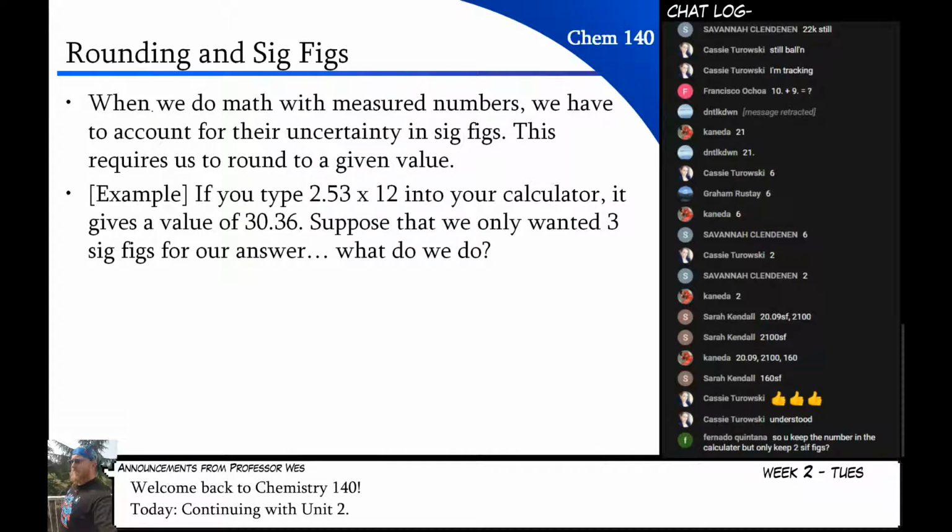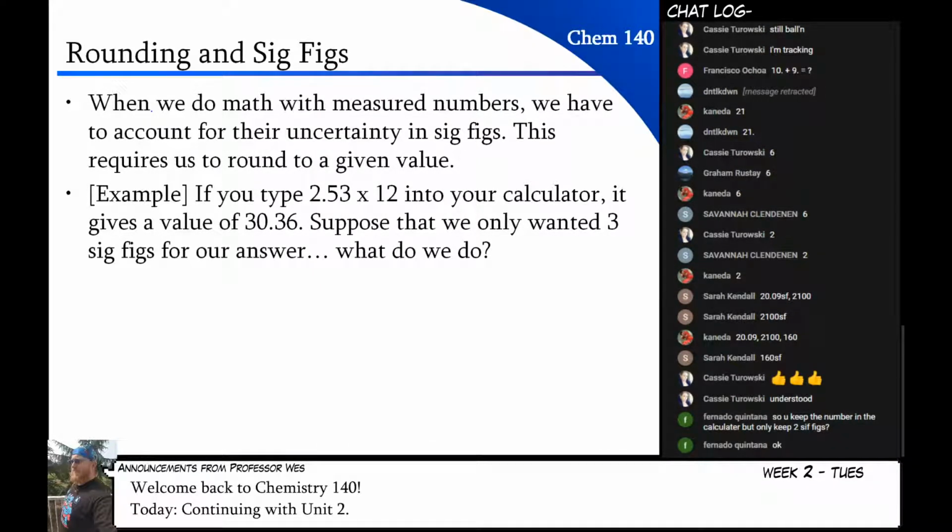This last little example is just a rounding primer. What should I do to round numbers? Well, if you have X number of sig figs and you're only allowed to keep so many, again, remember you work from left to right. So if I wanted to round this to 3 sig figs, this number would become 30.4.